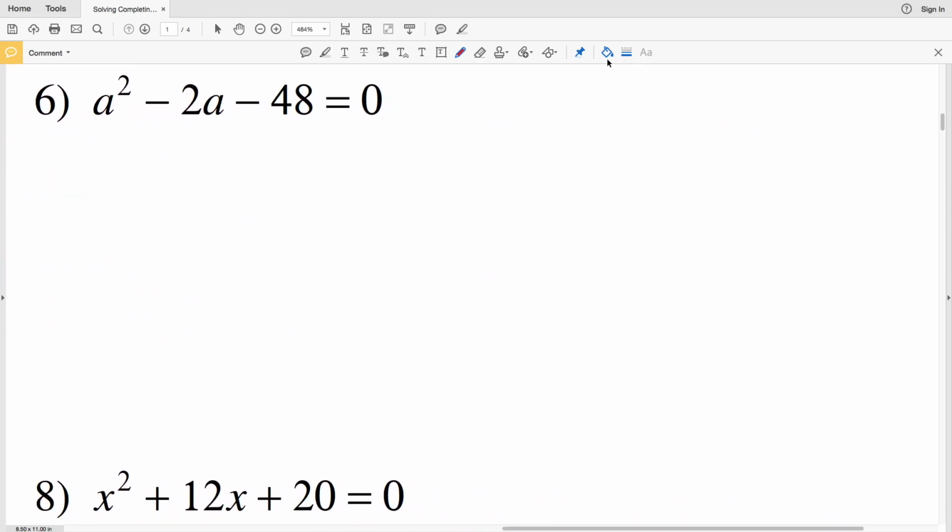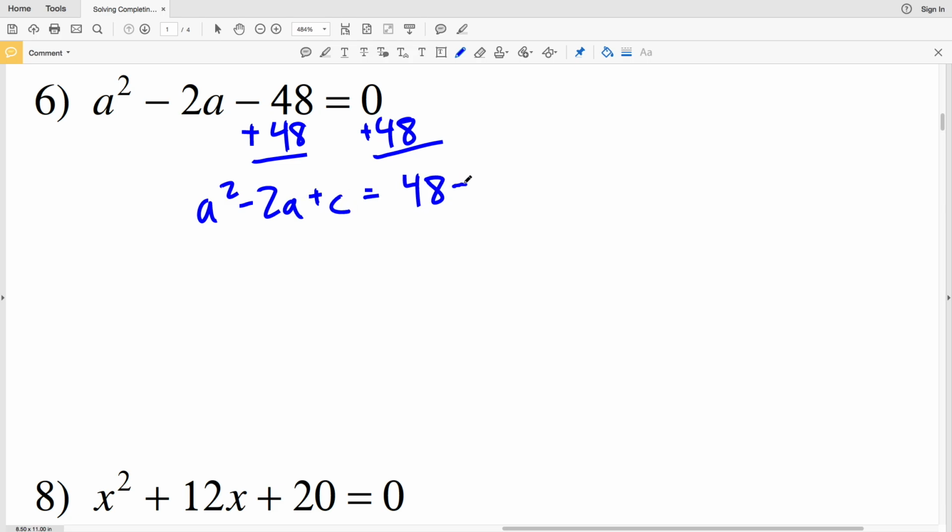In number 6, a squared minus 2a minus 48, I'm going to start by adding 48 to both sides. So I'll get a squared minus 2a, and then I'm going to be adding c to this eventually. That will equal 48, and then adding c to that as well, because if I'm adding c to the left, I'm going to need to add c to the right. So now let's solve for what that c value is in order to complete the square.